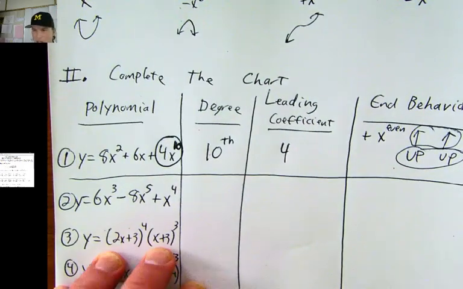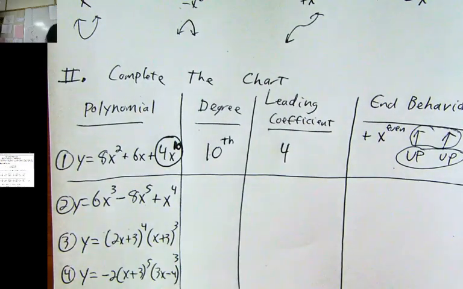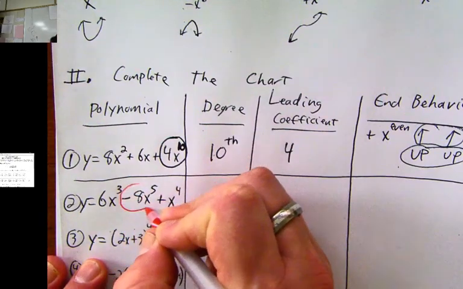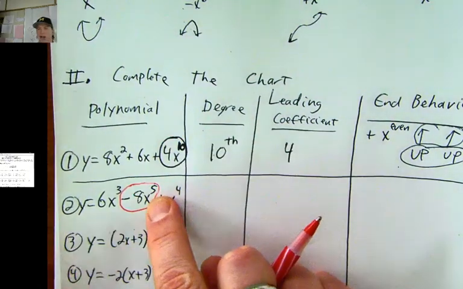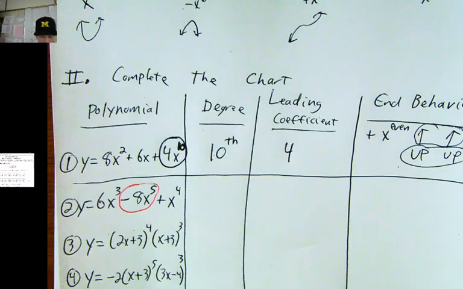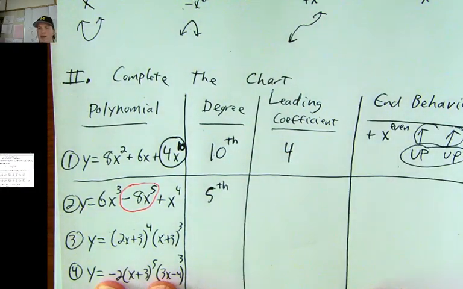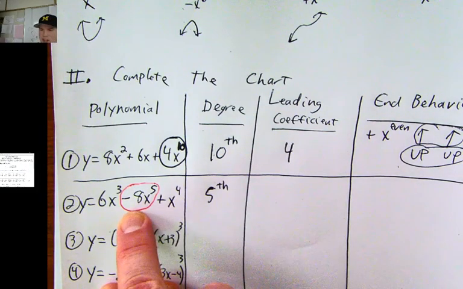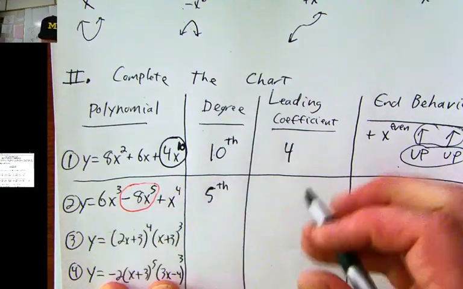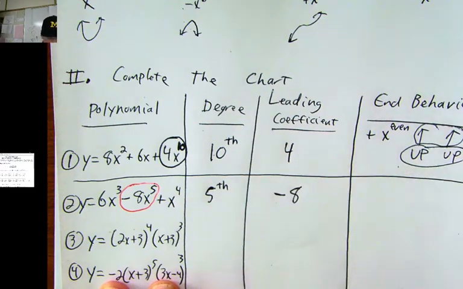Number 2, you look for the biggest exponent. Where is it hidden? And in this case, it's right here, negative 8x to the 5, because the 5 is the largest exponent. Because that's the largest exponent, that makes this a 5th degree polynomial. The leading coefficient is the number that's hanging out with that x to the 5, which is negative 8.